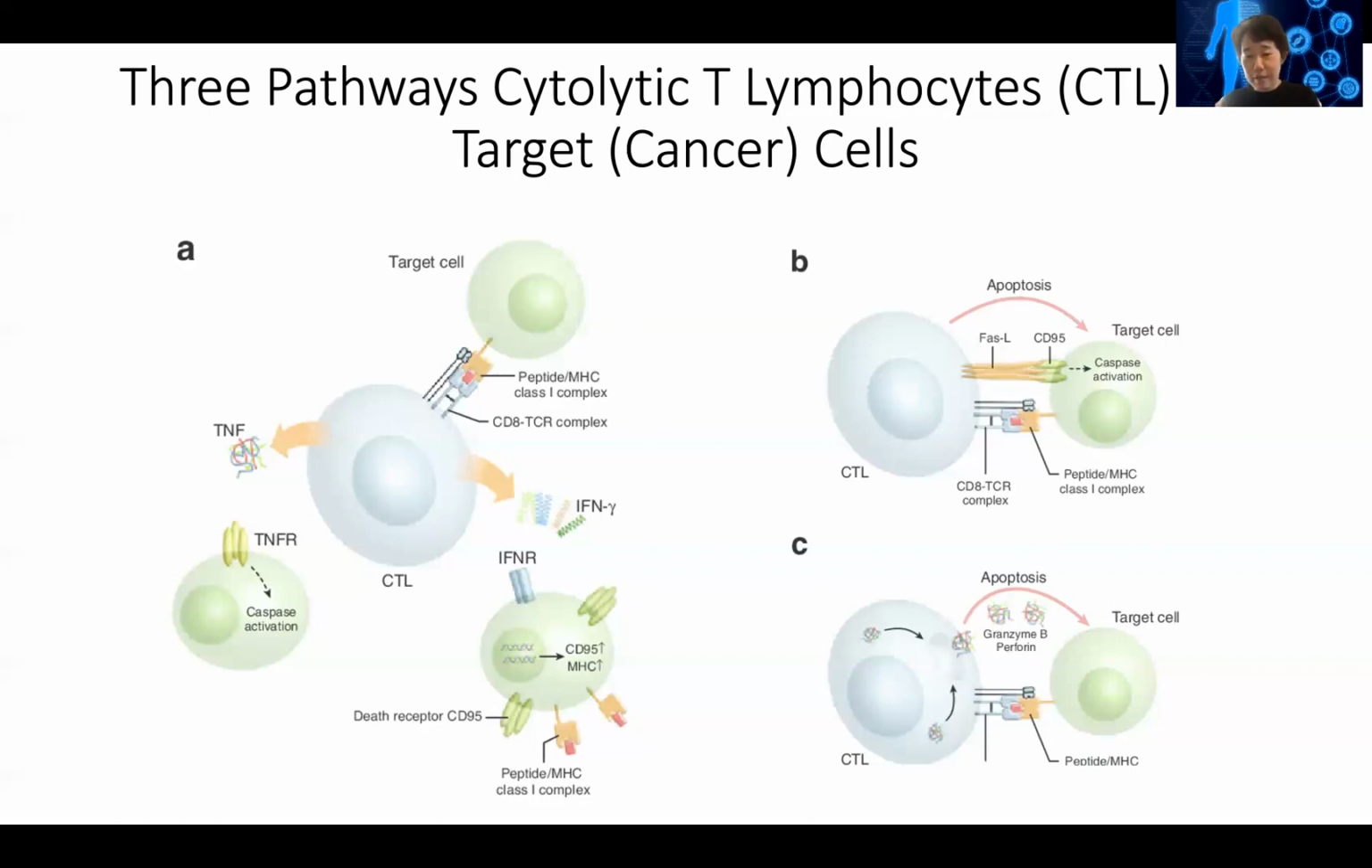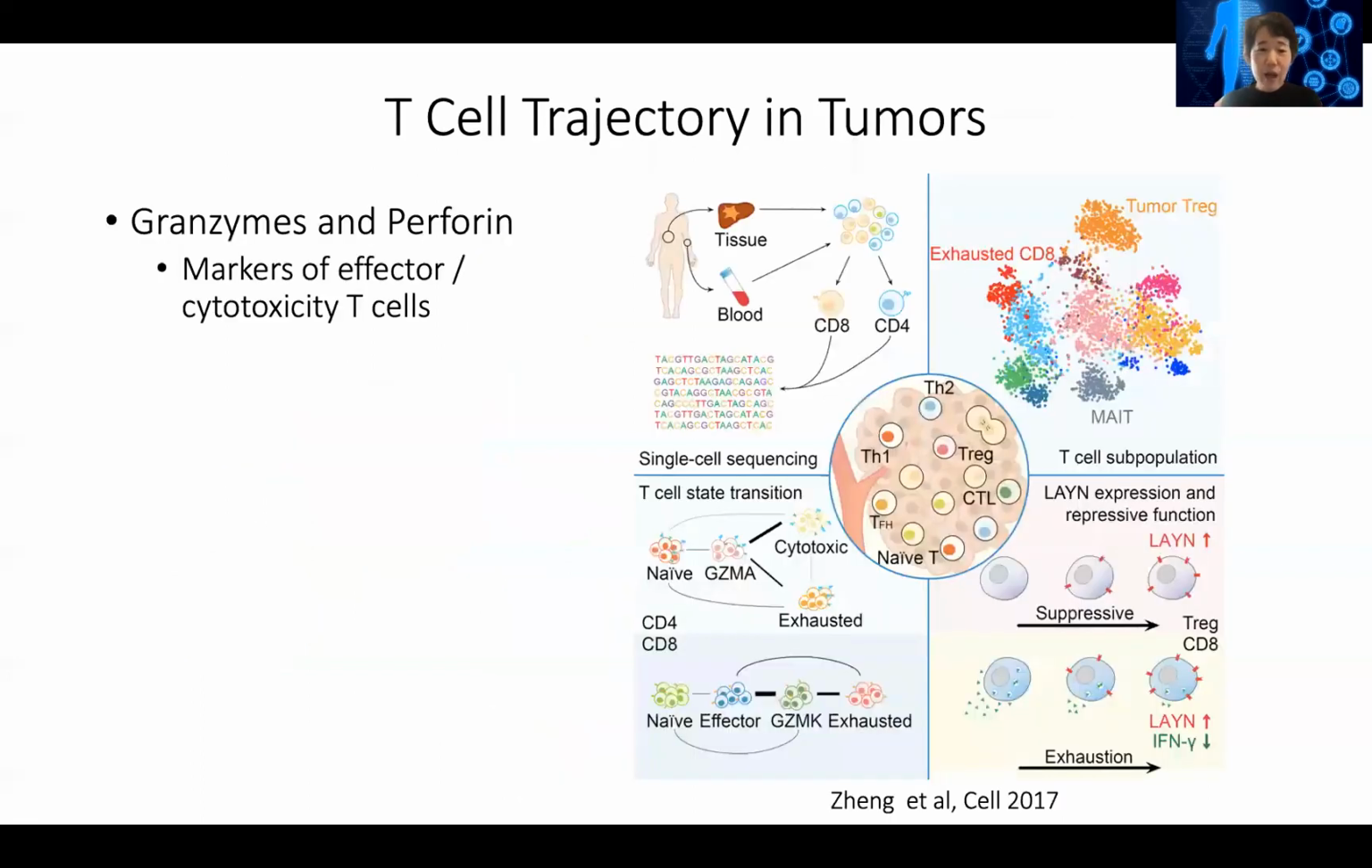And so these are the three different modes of how an activated CD8 T cell, also CD4 T cell, can be activated for this type of killing. And so in order to really look at what the T cells are doing, people now are looking at single cell RNA-seq.